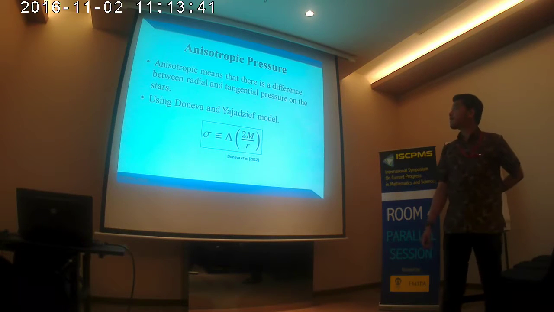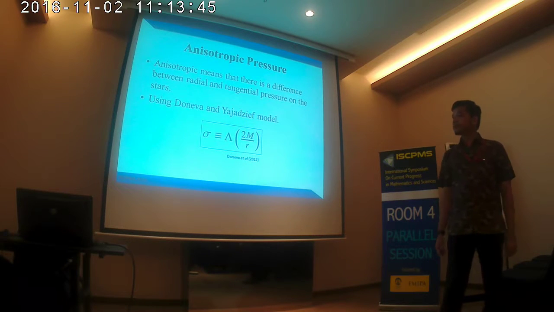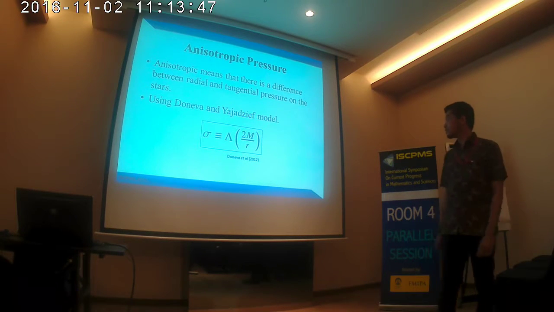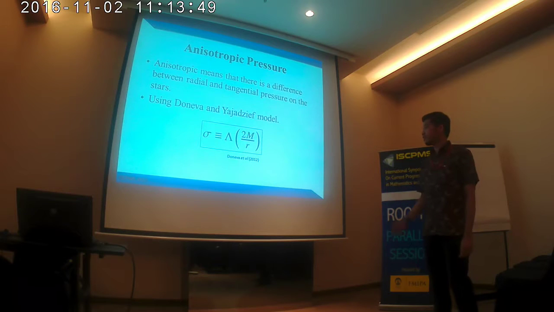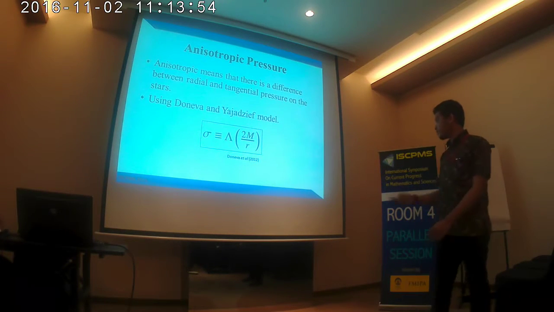For the case of anisotropic pressure, we use the Doneva and Yazadjiev model, with the anisotropic factor lambda 2m divided by r.